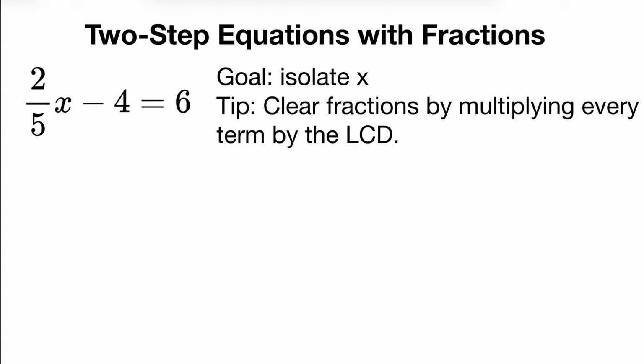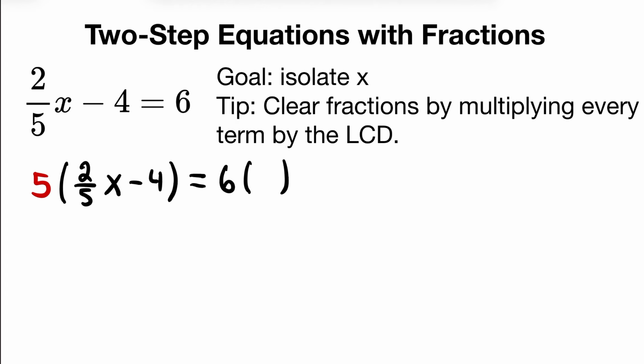So we have 5 times 2/5 x minus 4 equals 6 times 5. Okay, so now the left side times 5, right side times 5. Very important. Okay, so we're going to distribute this 5 to each term.